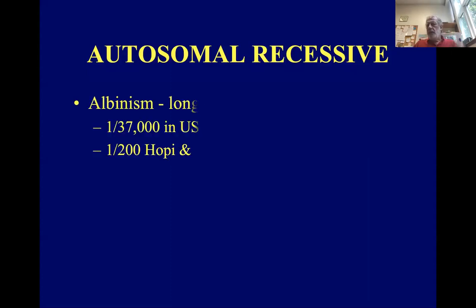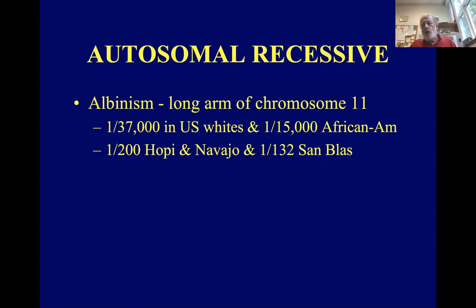Some examples of diseases. Albinism, that's on the long arm of chromosome 11. I don't expect you to memorize these numbers, but I just want you to have some idea of what traits are more common in what groups of people. So 1 in 37,000 people of European descent in the U.S. are albino, where it's about twice as common in African Americans, about 1 in 15,000. And then among some Native American groups, it's quite high. Among the Hopi and Navajo of the southwestern U.S., 1 in 200, so that's 0.5%. And then among the San Blas Indians in, I believe, Panama, it's almost at 1%, 1 in 132 people.